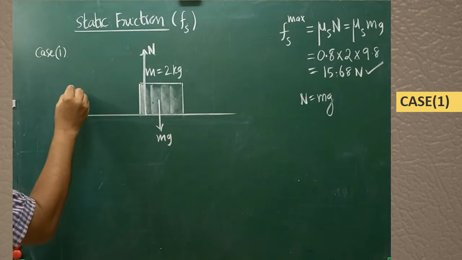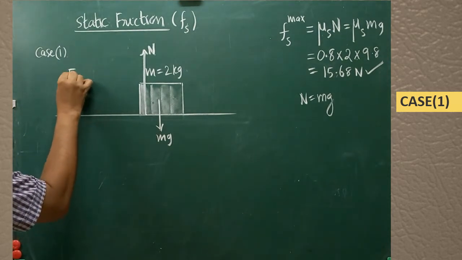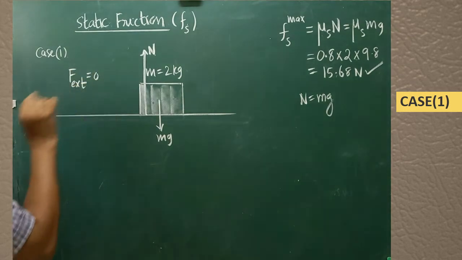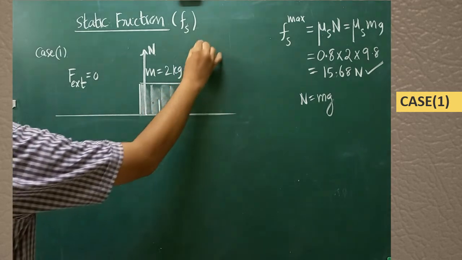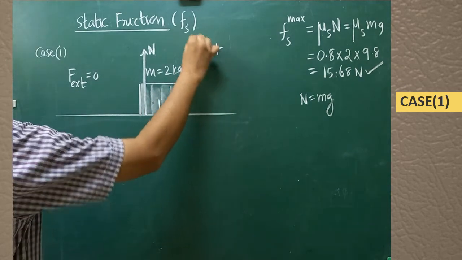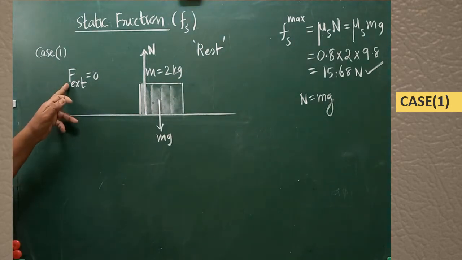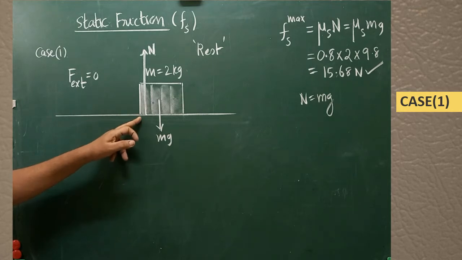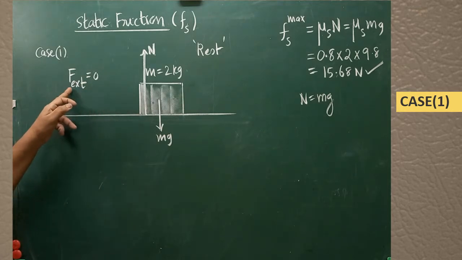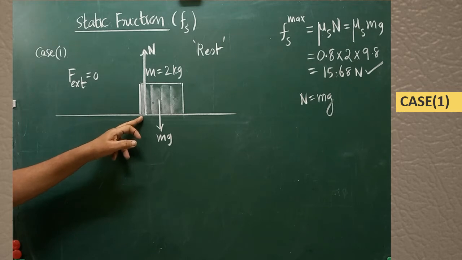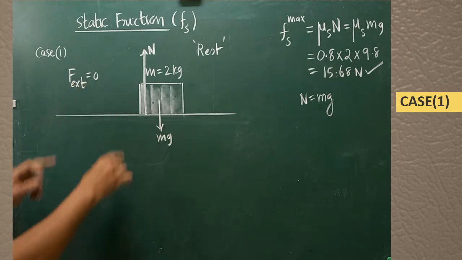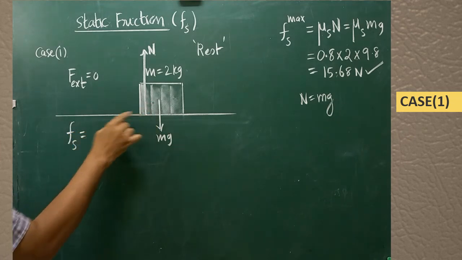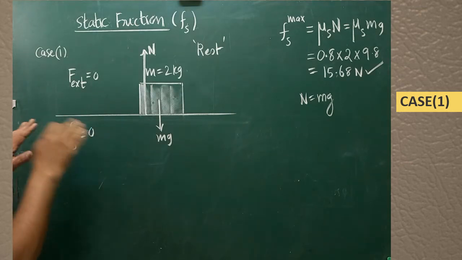In case number 1, I am not applying any external force. External force can be taken as 0. The body is at rest. Since external force is 0, no force is acting on the body, so there won't be any static frictional force. Only if force is applied will static frictional force start to act. Since external force is 0, the static frictional force between the object and the surface is also 0. Therefore, there is no motion.